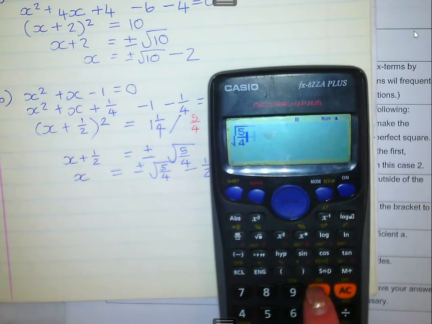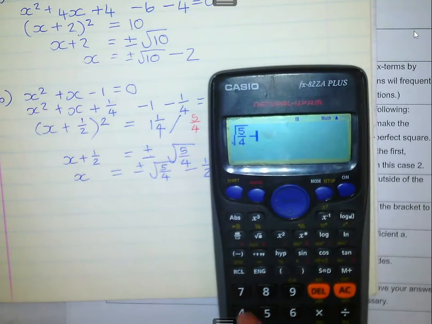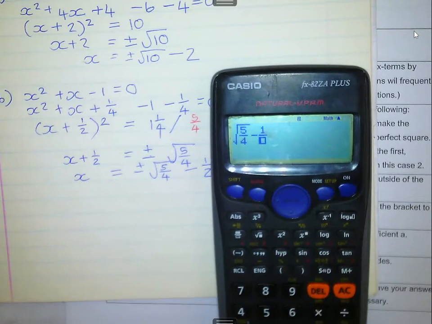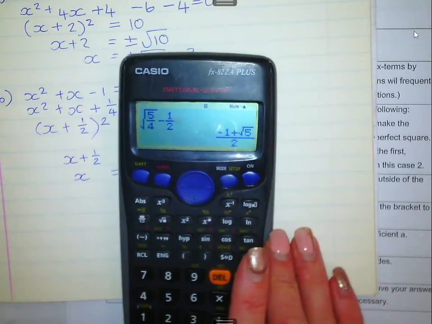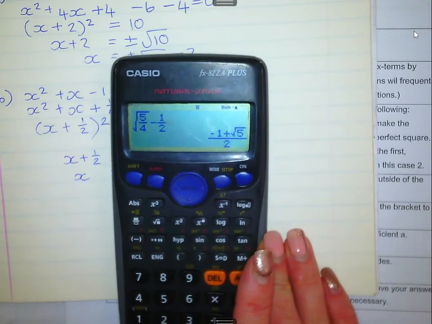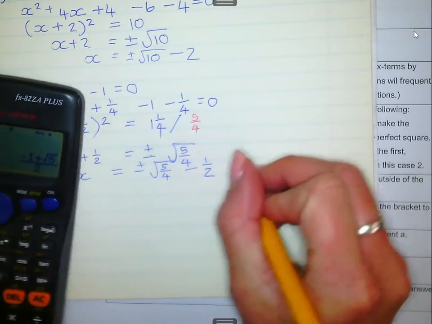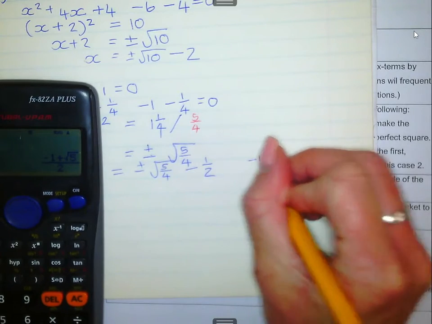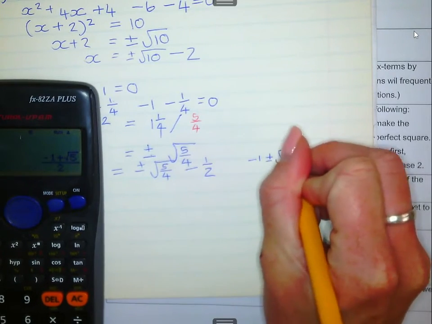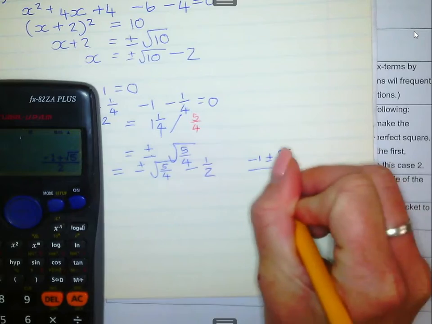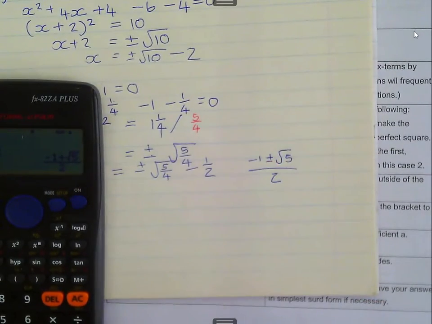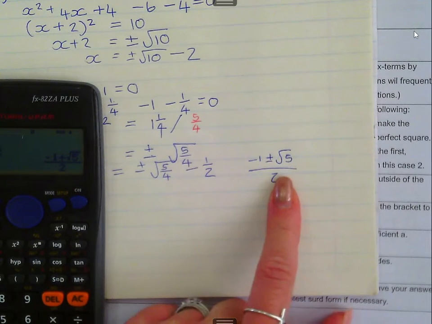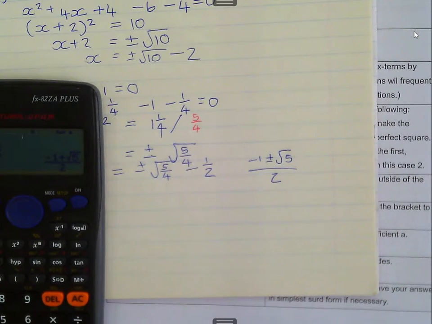Minus a half. And I press equal to, and then it gives it to you in the simplest form. You can just copy it. So it's minus 1, and then you know it's plus minus the square root, over 2. So I just put in that plus minus because I know the square root must be added and subtracted. But I didn't do that. The calculator did it for me.